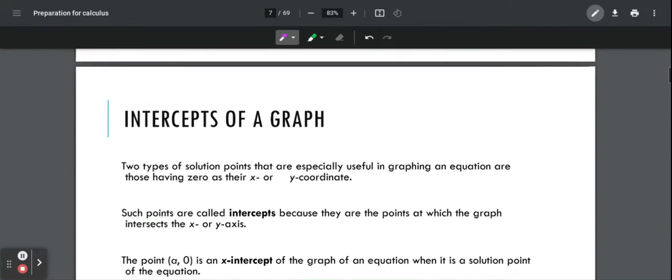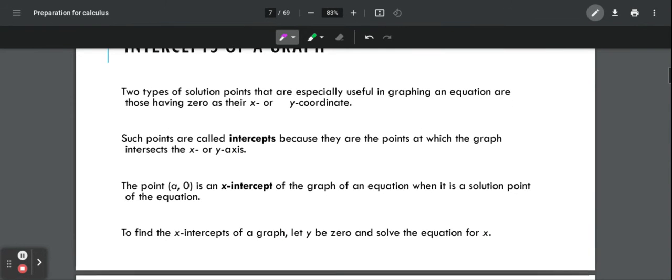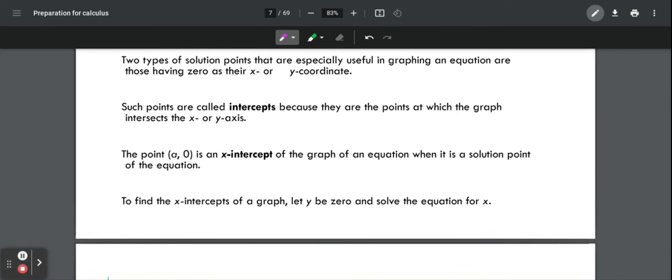When we talk about intercepts of a graph, two types of solution points that are especially useful are the intercepts, so the x or the y intercepts. Those are where they cross over the x-axis and the y-axis. They're called the intercepts because they're points where they intersect those axes. So if it's a point (a, 0), it's an x-intercept. So if your y is 0, you would have an x-intercept.